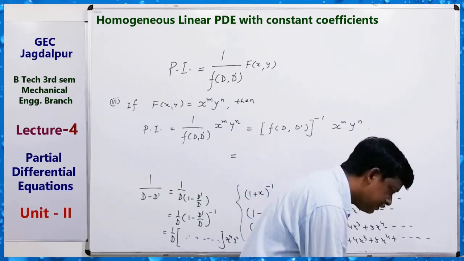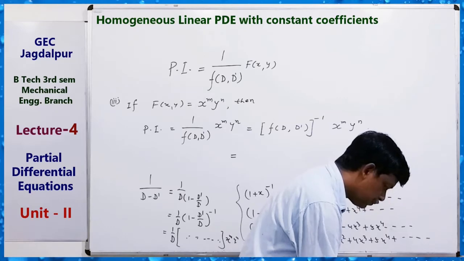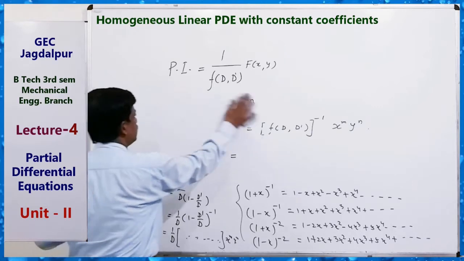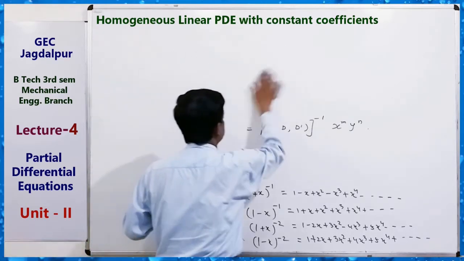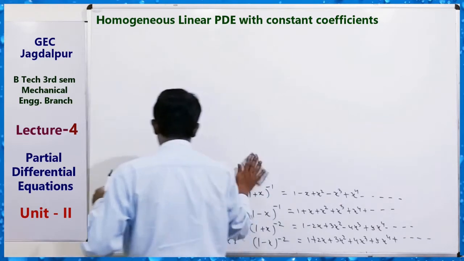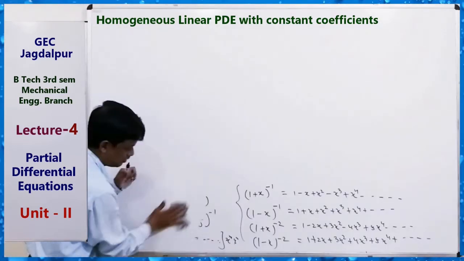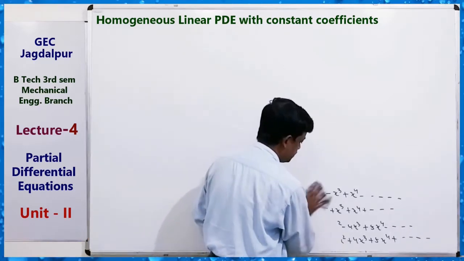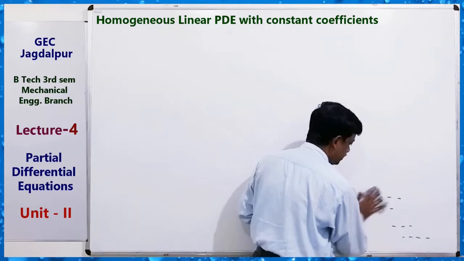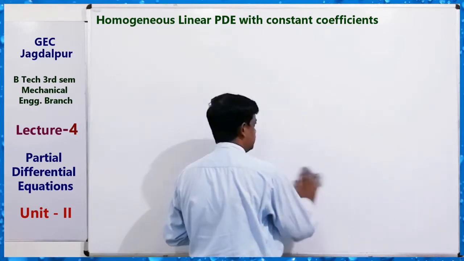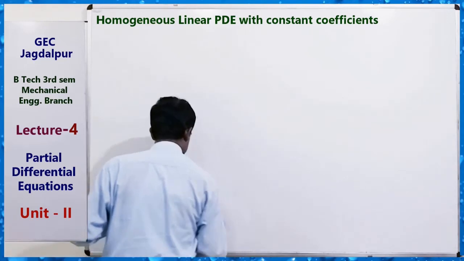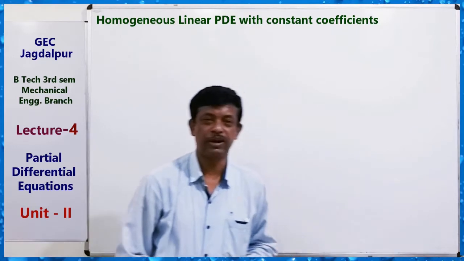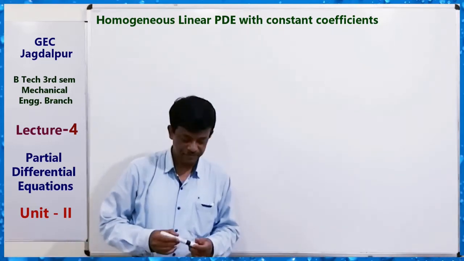So this is the rule for this type of function. Okay, so up to now I have discussed 3 types of factorization of f(D, D dash) for finding PI. Just now I will solve some questions by using this rule, CF and PI. Try to find CF and PI. Clear?